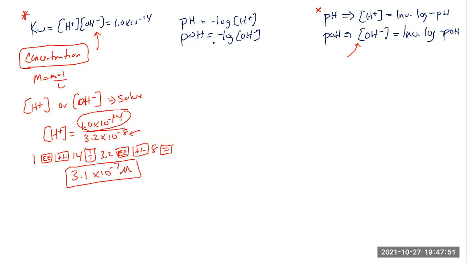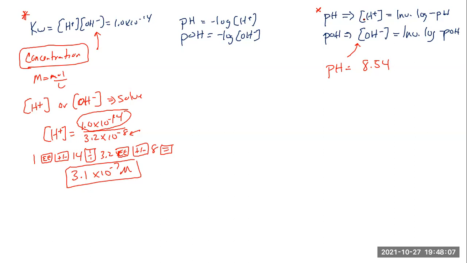Again, if you happen to have been given the pH value, let's just say the pH was 8.54. Again, just making up that number.